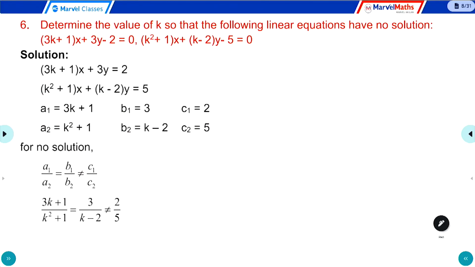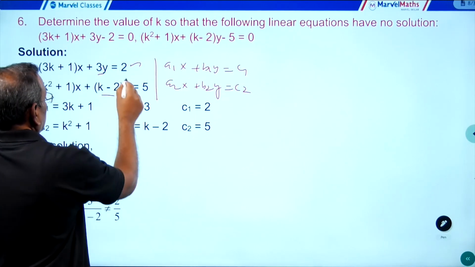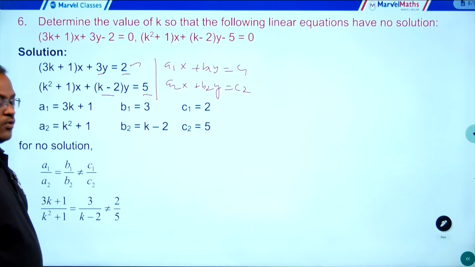And next sum is determine the value of k so that the following linear equation has no solution. The given pair of linear equations is (3k plus 1)x plus 3y minus 2, transpose that to the other side, plus 2, and (k square plus 1)x plus (k minus 2)y equal to 5. Comparing with a1x plus b1y equal to c1, a2x plus b2y equal to c2, a1 is 3k plus 1 and a2 is k square plus 1, b1 is 3 and b2 is k minus 2, c1 is 5 and c2 is 5.